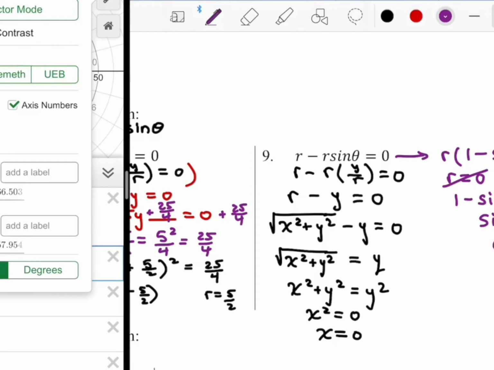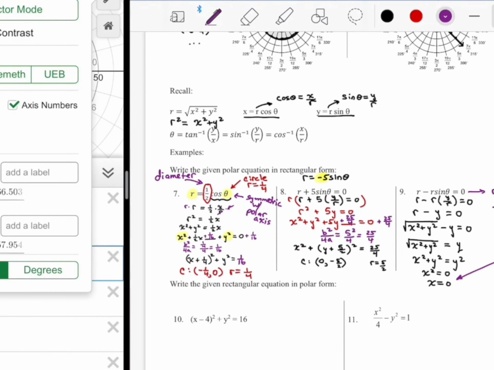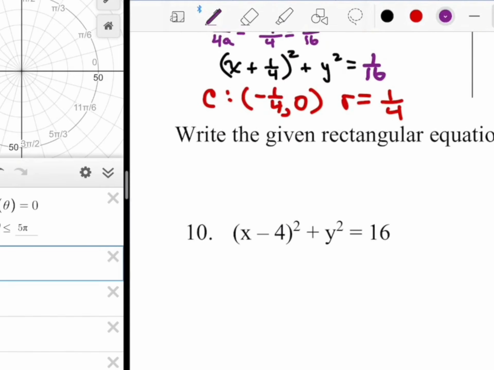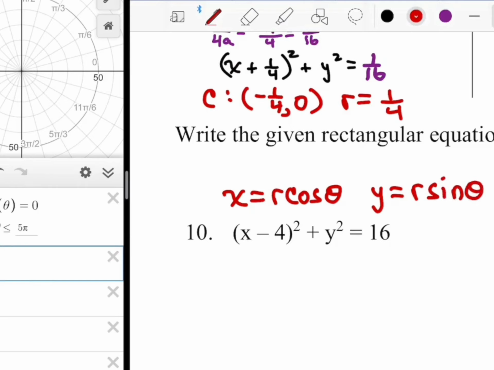Then we can solve this equation where we get sine of theta is equal to 1, and that happens when theta is equal to pi over 2. So either way, we would be getting that vertical line in rectangular form. The fact that it's not showing up on Desmos is weird, but that's okay. Now, if we want to go the other way, this is a little bit easier. We just have to rely on x equals r cosine theta, y is equal to r sine theta.